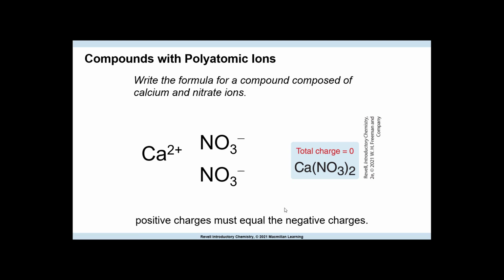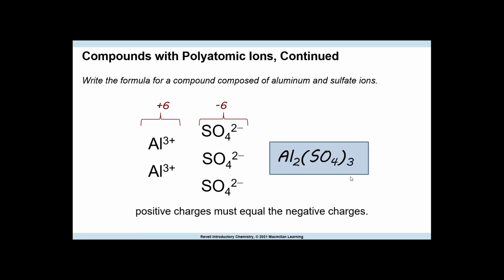And we write it out again, Ca(NO3)2. We keep the polyatomic ion intact always. This is one whole unit. And then the 2 on the bottom, which is right here, indicates that we have 2 of them. You always write that as a subscript outside the parentheses. So let's take a look at another one.